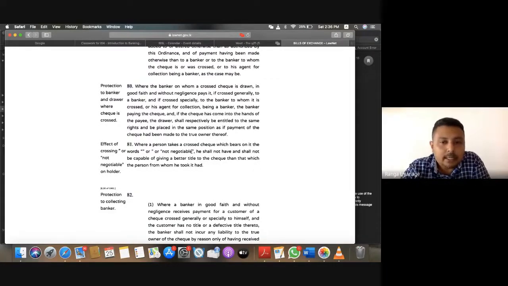Section 81: where a person takes a crossed check which bears on it the words "not negotiable," he shall not have and shall not be capable of giving a better title to the check than what the person from whom he took it had. Now, earlier I told you to keep in mind the holder in due course, section 29. If the holder had not been warned of any possible defect in title, he is a holder in due course. Go to section 29 later on and check it.